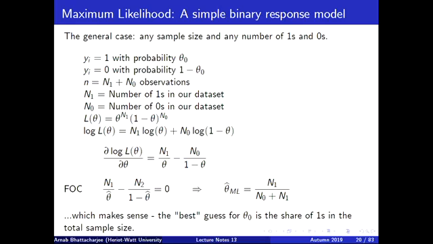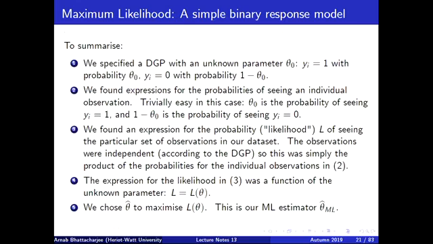More generally, we have n observations. N1 is the number of ones, N0 is the number of zeros. So our likelihood function is like this, log likelihood is like this, first order conditions, theta hat ML is N1 divided by N0 plus N1. So more generally, this will happen. That was a very simple example.